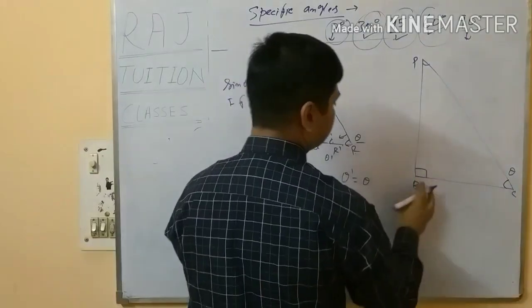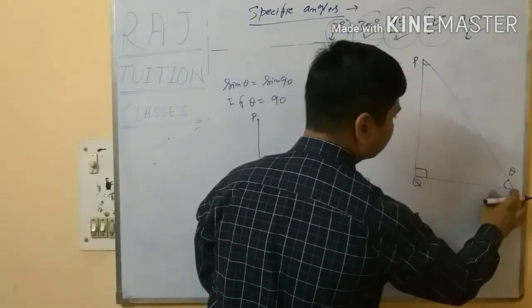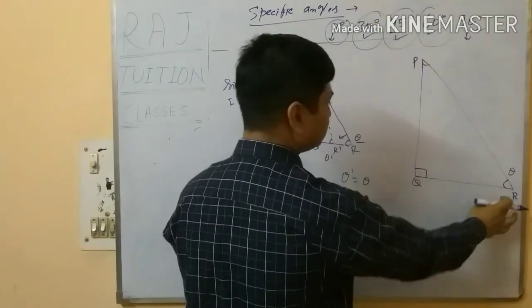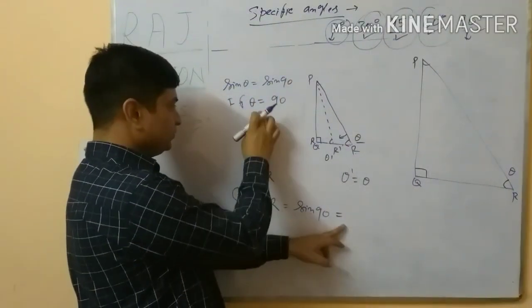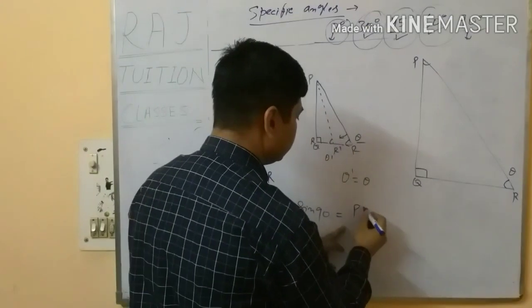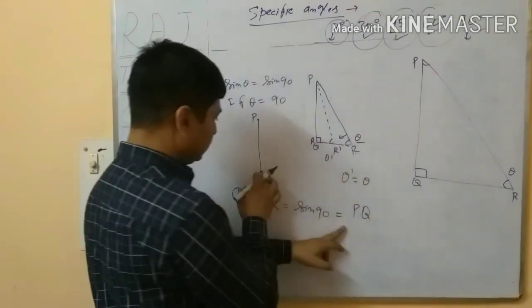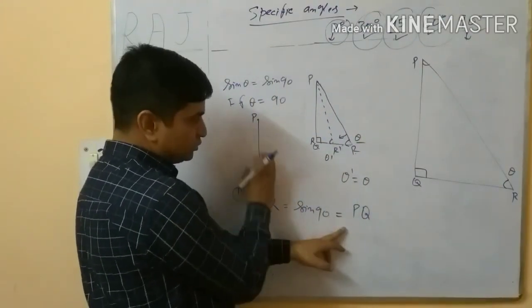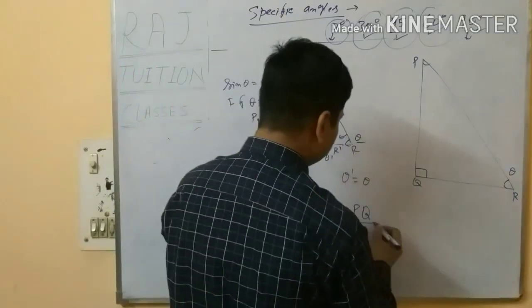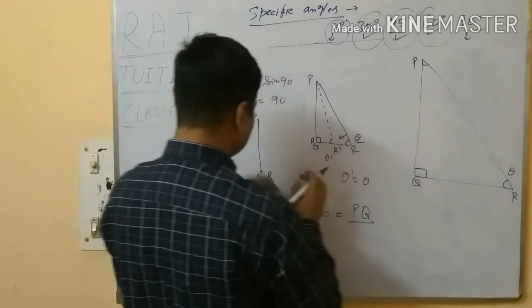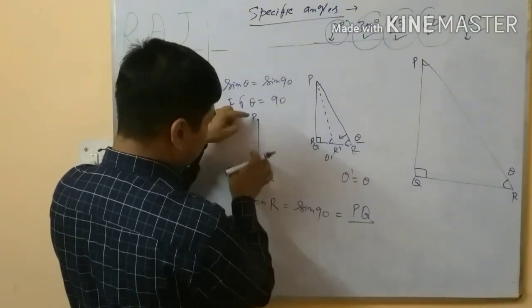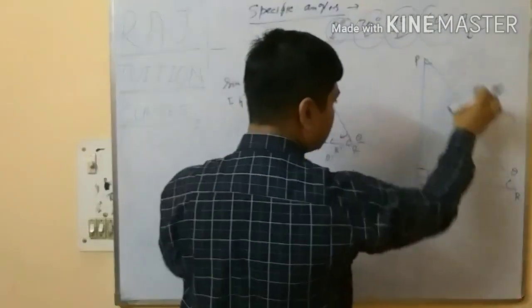We can change the name here also, PQR, if you are getting confused. Which side is opposite to angle R? This is PQ. Yes, PQ is there, so write PQ. Angle R and PQ is the opposite side, divided by the hypotenuse. Which side is the hypotenuse? PR.